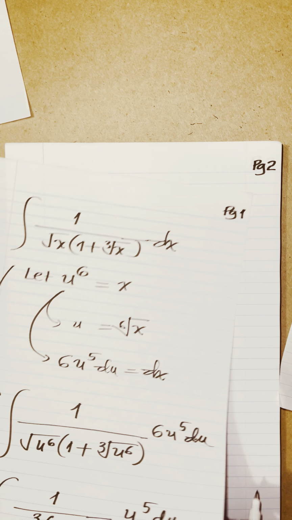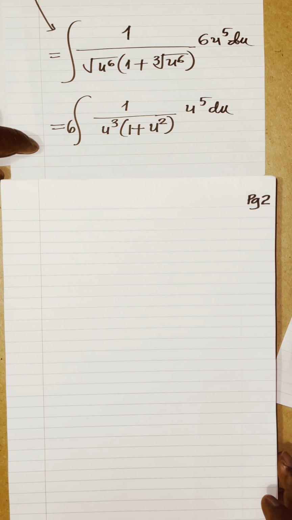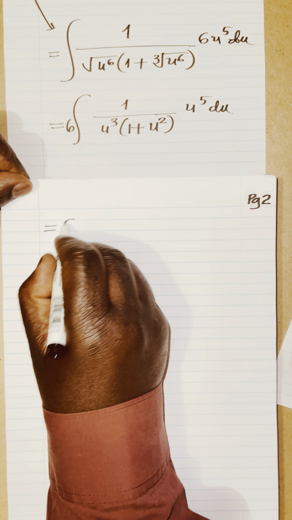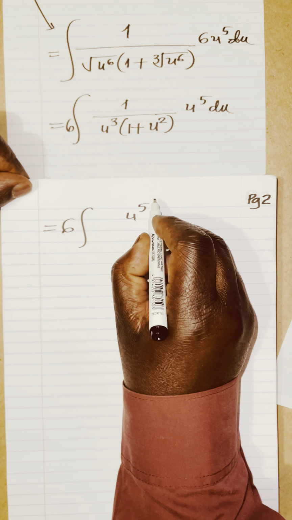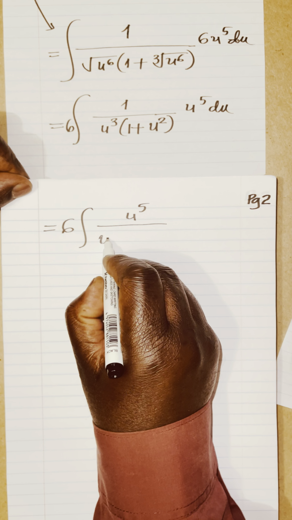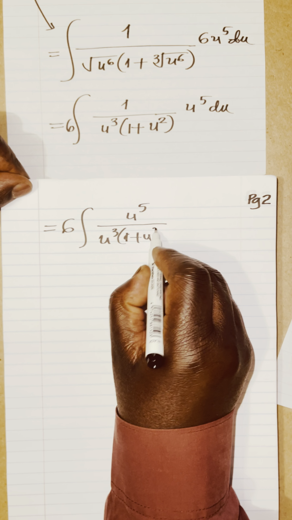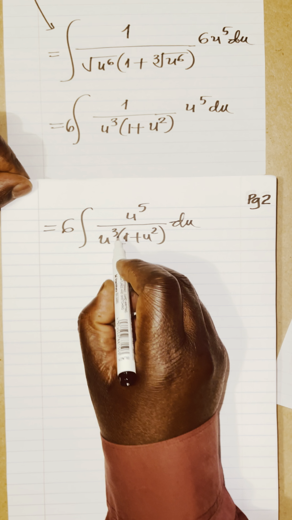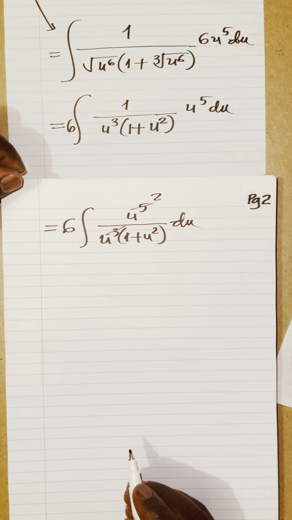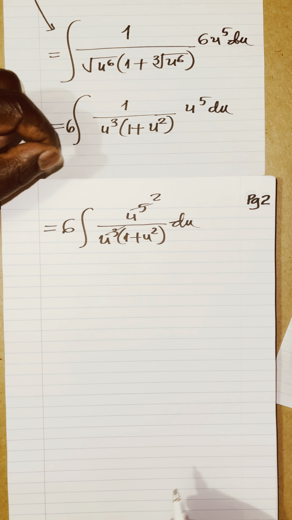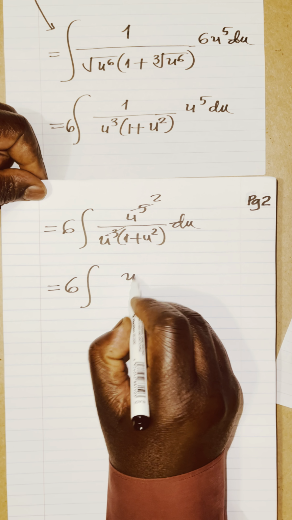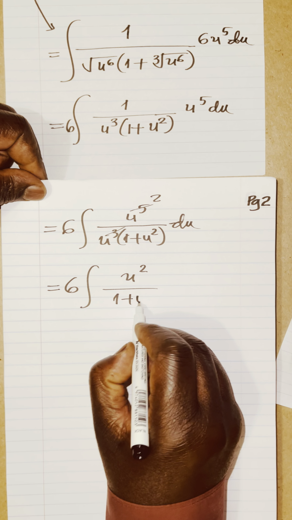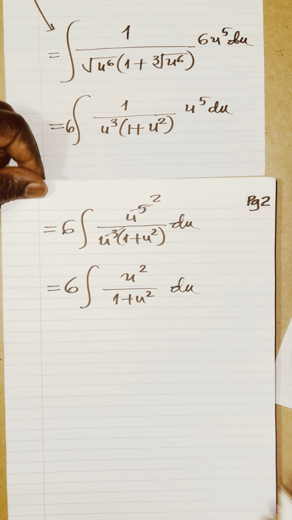Now let's simplify this. Taking this to page 2, simplifying that integral, we obtain the following. That is the same as 6 times the integral of, let me bring u power 5 up there, u to the power 5 all over u cubed times 1 plus u squared, and then du. And of course our result is u power 2. Of course, we subtract the powers when you divide expressions with the same base. So what is our next step? 6 times the integral of u squared all over 1 plus u squared du. Now look at how simple that integral is.